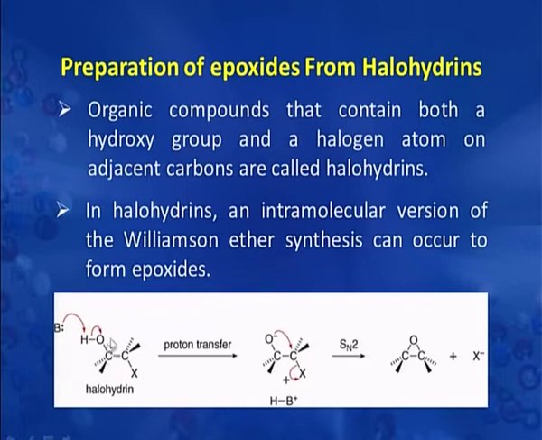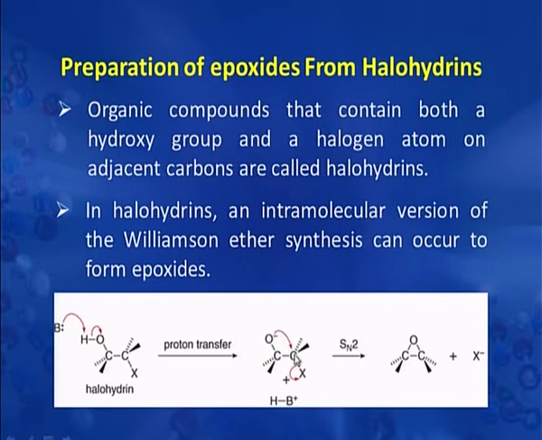alkyl halide. Now, here you can see that in this halohydrin, one part of the molecule has the alcoholic group and the other part of the molecule has a halogen atom. So, when we are saying that this is the intramolecular version of Williamson ether synthesis, it means one part of the molecule is giving us this alkoxide moiety and the other part of the molecule has this halogen. So, what happens here is that this hydrogen attached to this oxygen is abstracted by base here. So, base abstracts this hydrogen and there is formation of alkoxide.